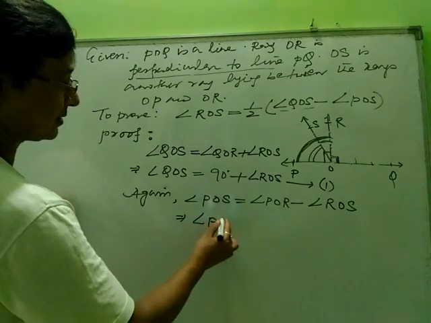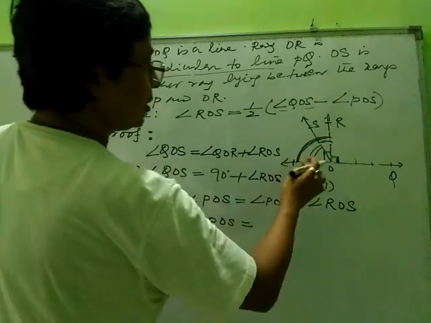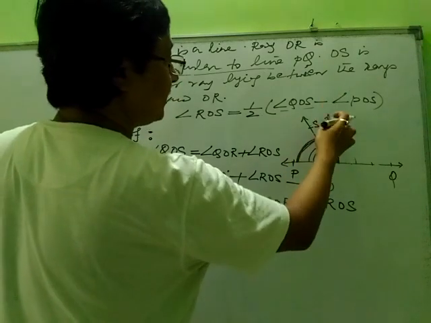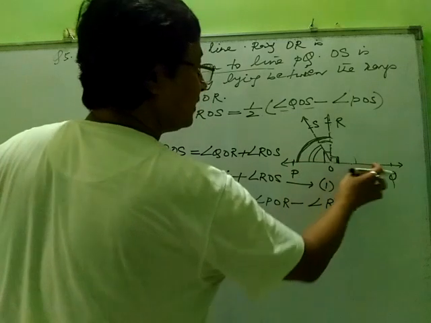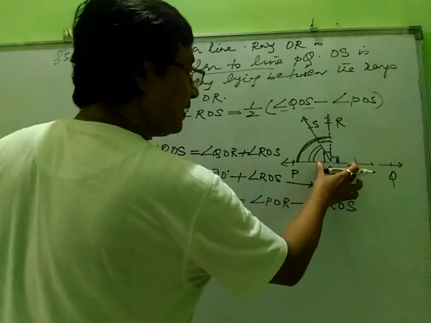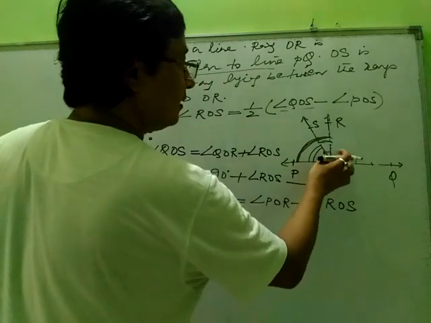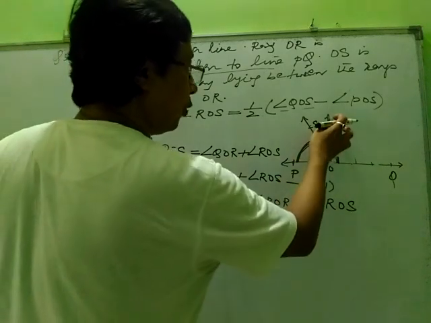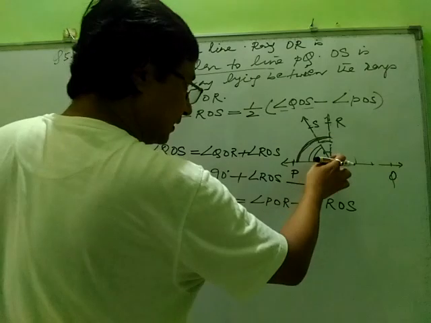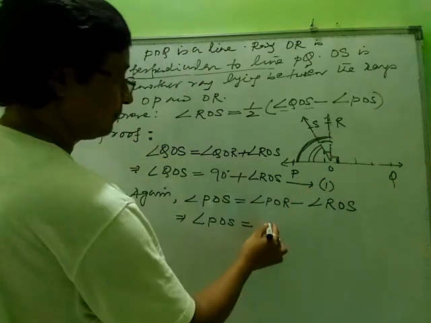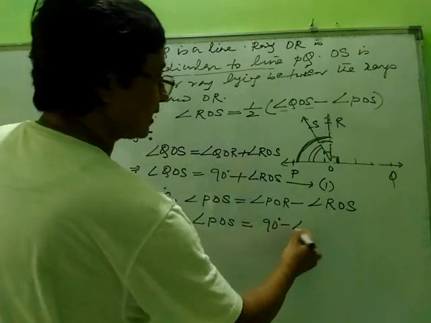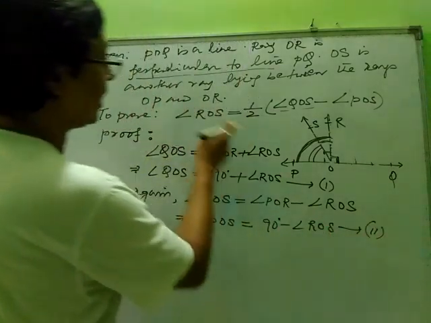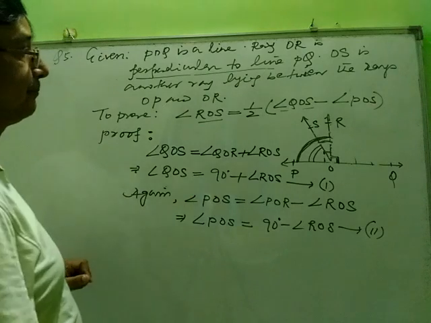Now angle POS equals POR. POR is how much? You will get 90, because it is given that the ray OR is perpendicular to PQ. Perpendicular means on both sides the measure is 90 degrees. So you will get POR also 90 degrees. So 90 minus angle ROS. Just keep it. Now you see ROS is here.